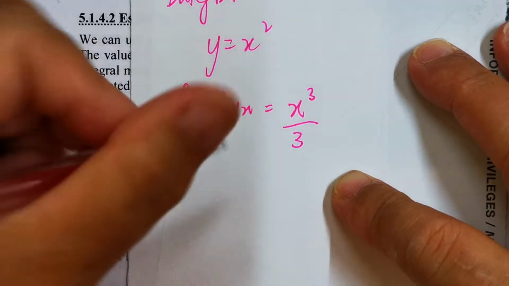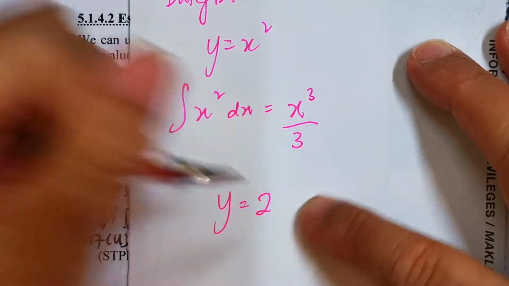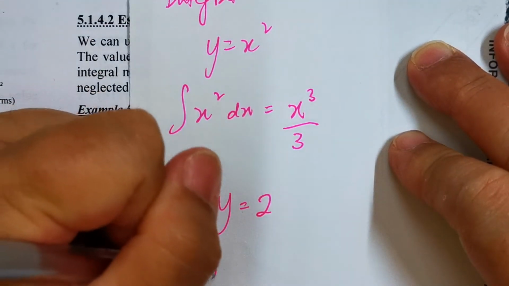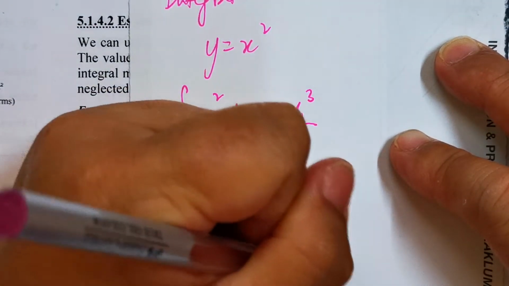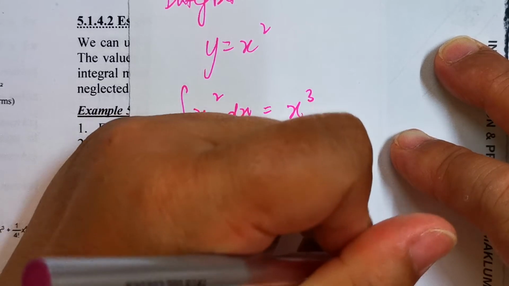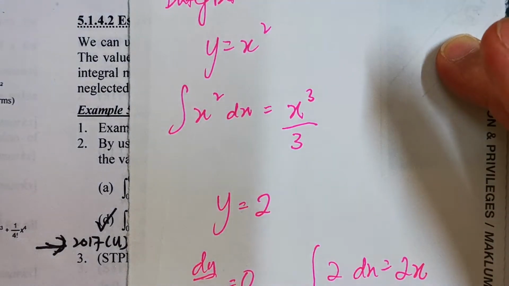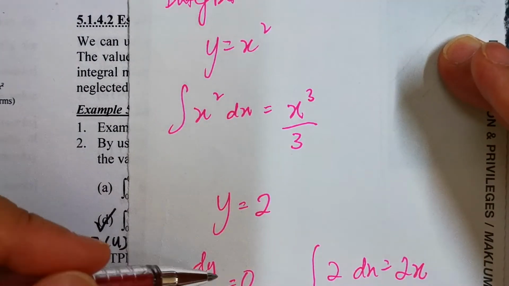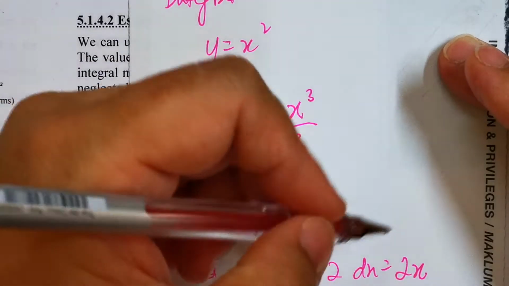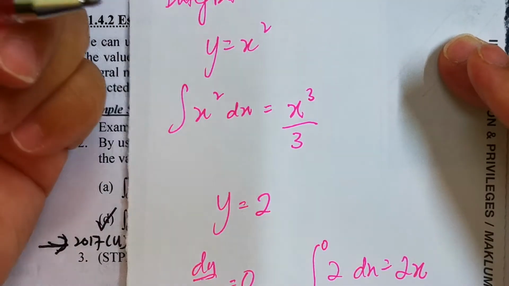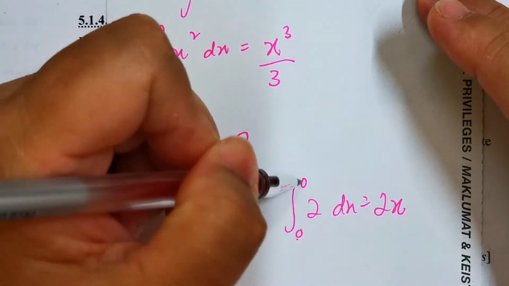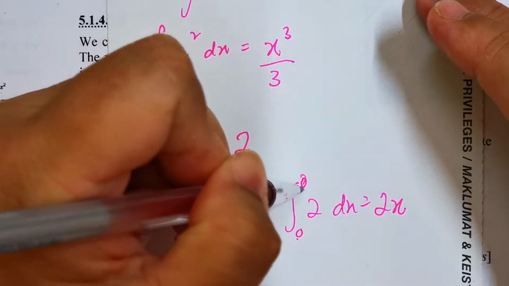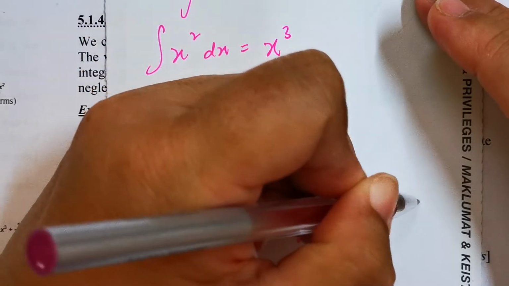integration. And remember, if we differentiate a constant, it becomes 0. But if we integrate a constant, it becomes cx. Alright, don't forget it. So this is indefinite integration. Indefinite integration means we don't have limits here, so we have to write plus c.